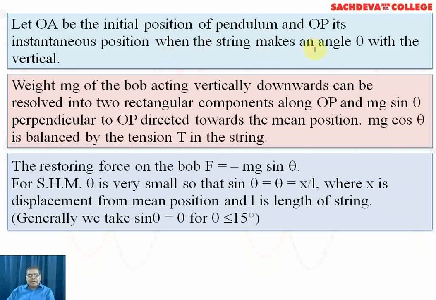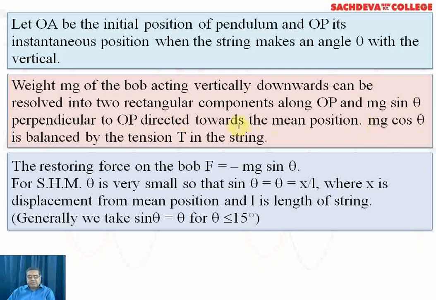When we use this term instantaneous position, we are referring to a particular instant of time when the string makes an angle theta with the vertical. Now the weight mg of the bob is acting vertically down, and this weight is a force. It can be resolved into two components in two dimensions: one is mg cos theta and the other is mg sin theta. So the weight mg can be resolved into two rectangular components, mg cos theta along OP and mg sin theta perpendicular to OP, directed towards the mean position. Mean position means the point from where the oscillation started, or the equilibrium position.